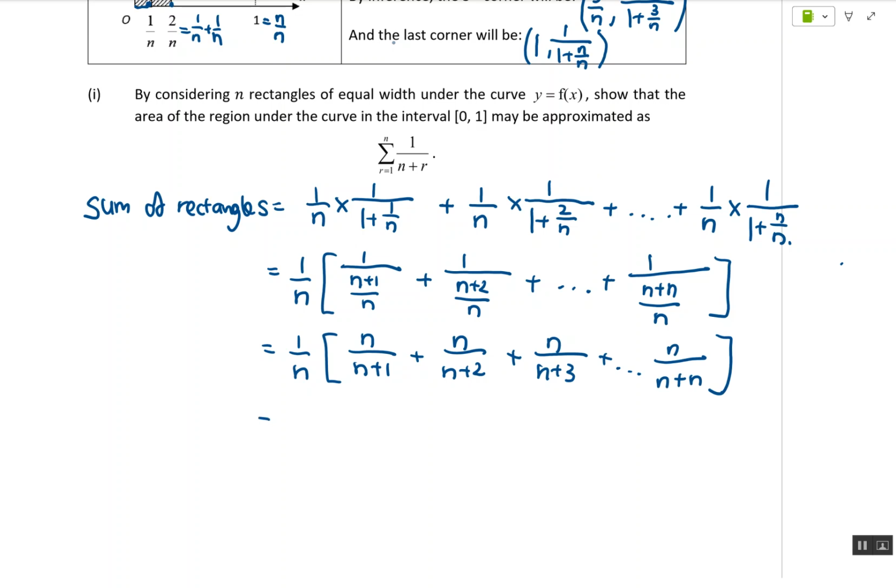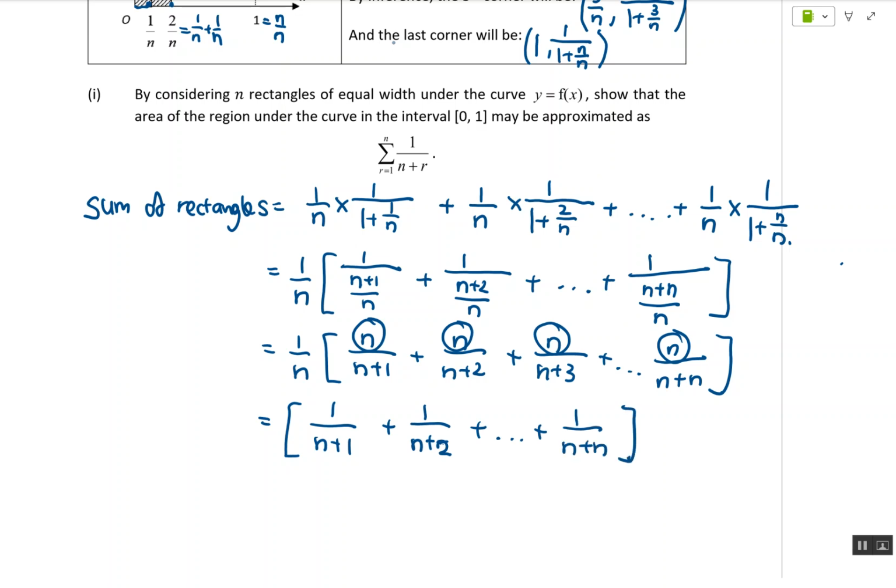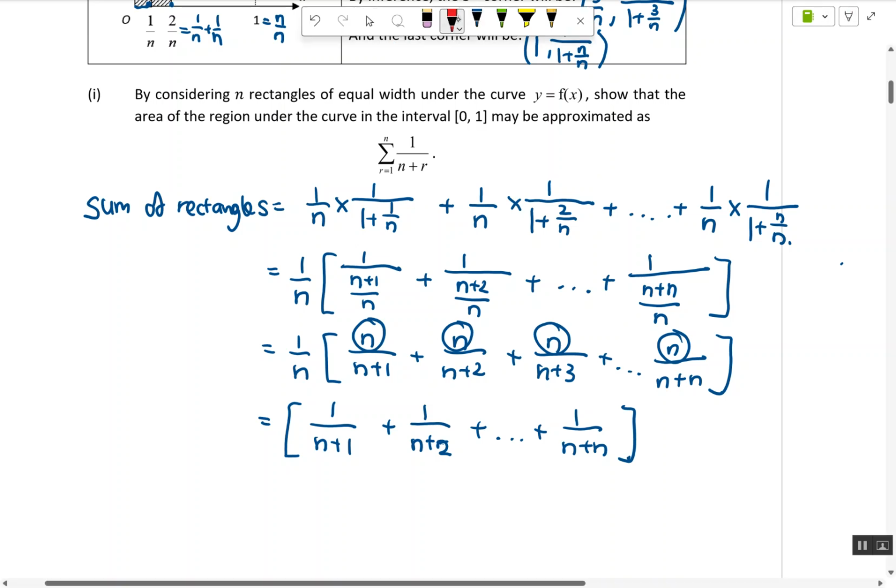They want you to express this in the form of a summation. So you factorize all the n from the numerator out, and you can cancel with the 1 over n on the outside. You are just going to be left with 1 over n plus 1, plus 1 over n plus 2, plus dot dot dot, plus 1 over n plus n. So you can see that these numbers here start from 1, 2, all the way to n.